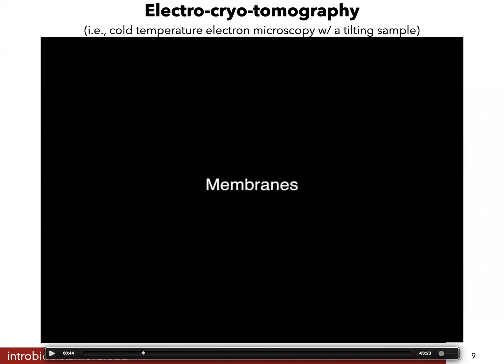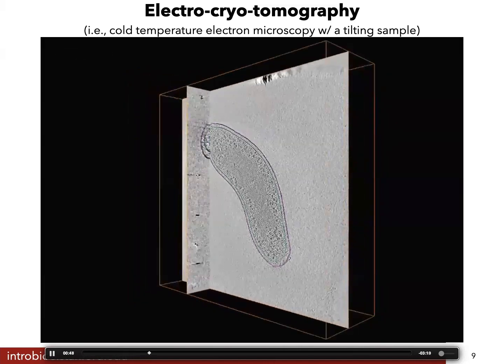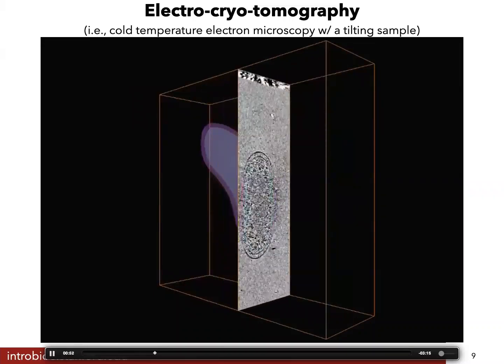Now that we've constructed this three-dimensional representation from the tilted slices, we're going to start to identify biological aspects of the cell. How about the membranes encompassing the cell? We've got an outer and inner membrane. We're going to identify those structures in purple and blue.